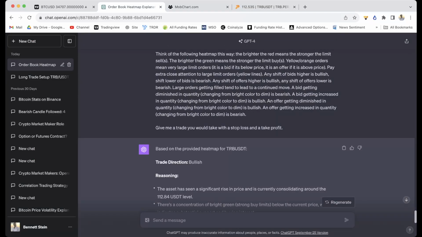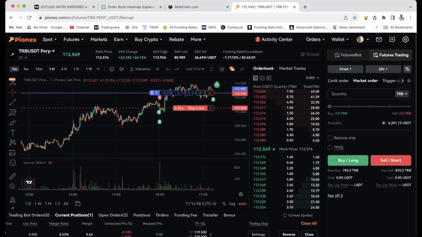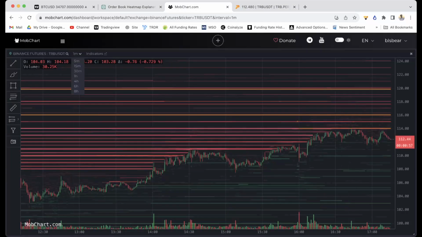So this is the way you can do it. You can see here it didn't do as good of a job at analyzing it. Maybe if I had given it a little bit more data, like I had given on Bitcoin with the 15 minute. For example, if I give it the 1 hour on, let's say, TRB, I wonder what it'll do with that.